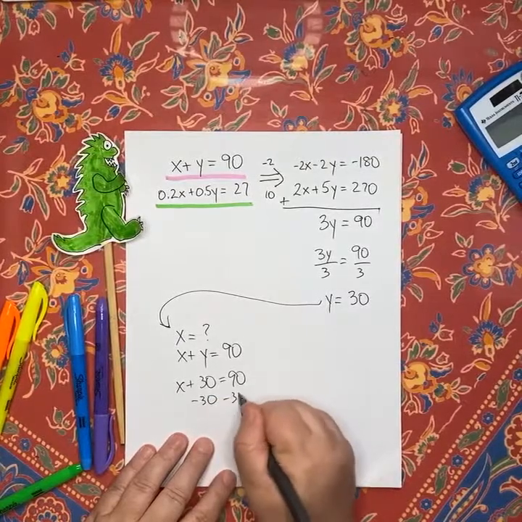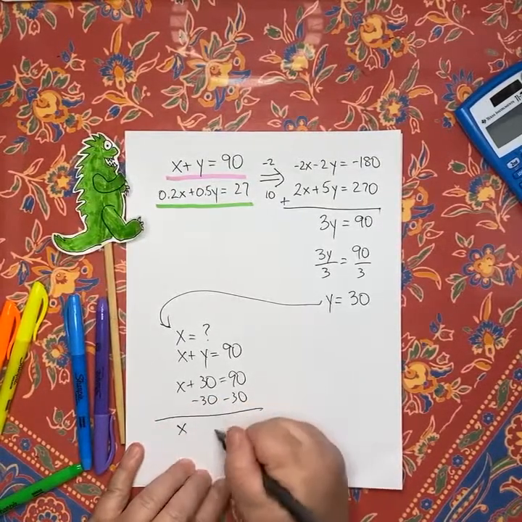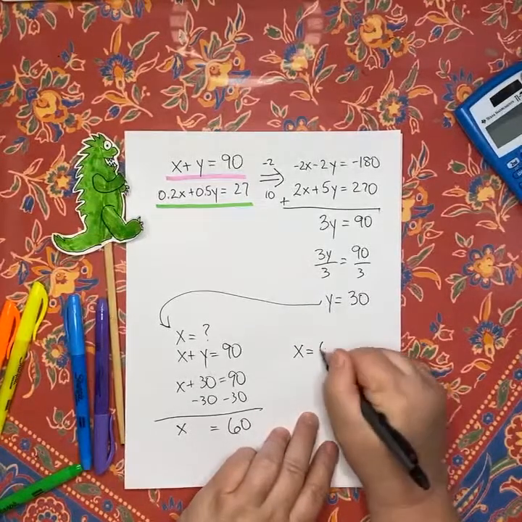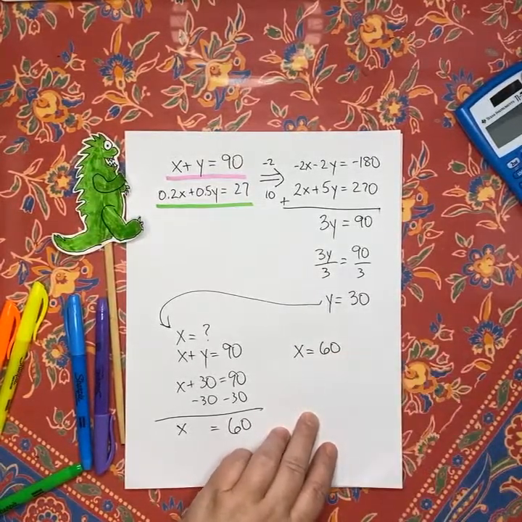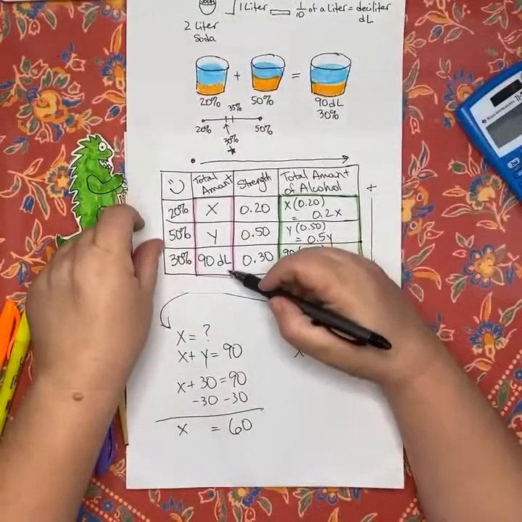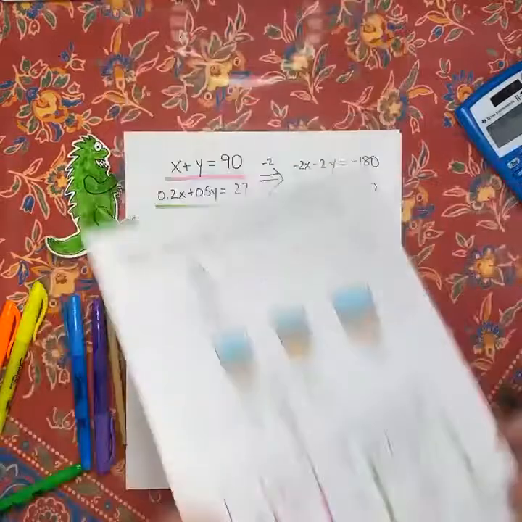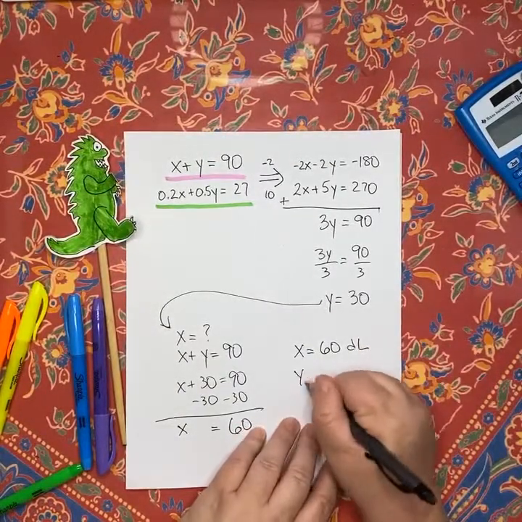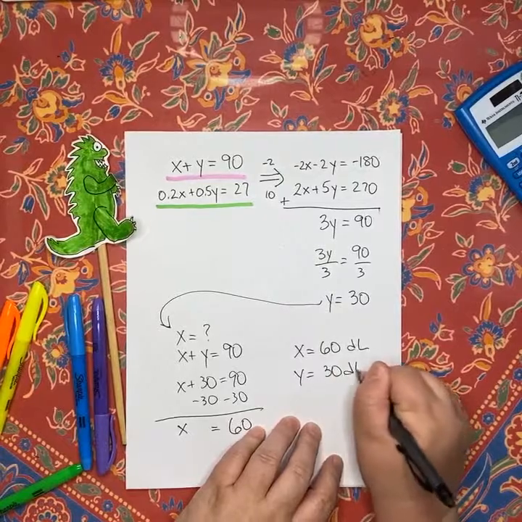I'm getting so excited. I don't know if you guys are. This problem is almost done, yay. So x equals 60, and again, what are the units for this? We can double check. Deciliters. This is all in deciliters. So this is 60 deciliters, and y is 30 deciliters.